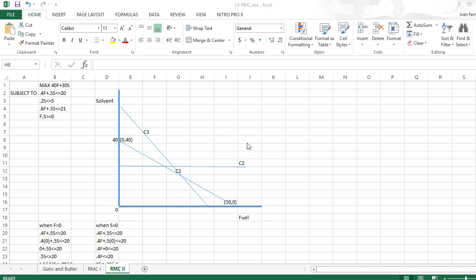So I just jumped ahead and added the other lines for the other two constraints using the same method. Take one at a time, make one of the variables 0, solve for the other one, which creates 1 point. Then switch, make the other variable 0, solve, get that point, and put a line through those 2 points. So now we have the 3 constraints.